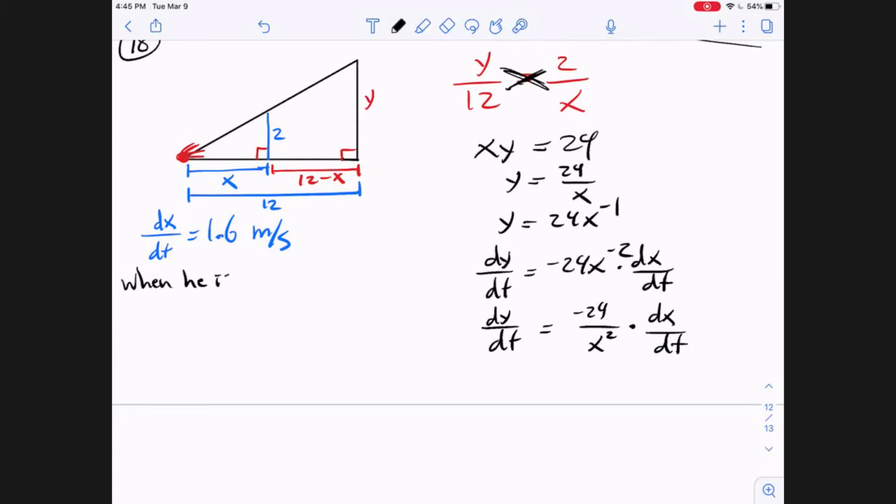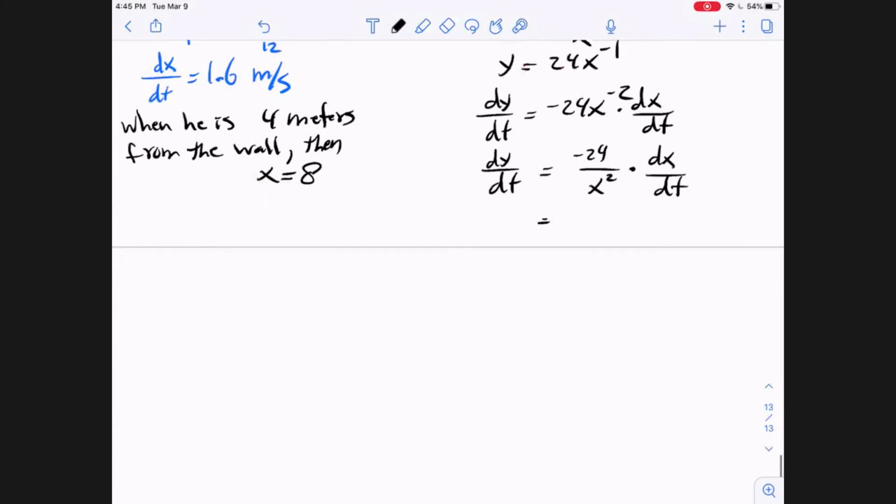When he is 4 meters from the wall, then x equals 8. Yes. Because if that's 4, 12 minus 4, x is 8, because they have to add up to 12, right? All right, so we know everything that we have to plug in now.